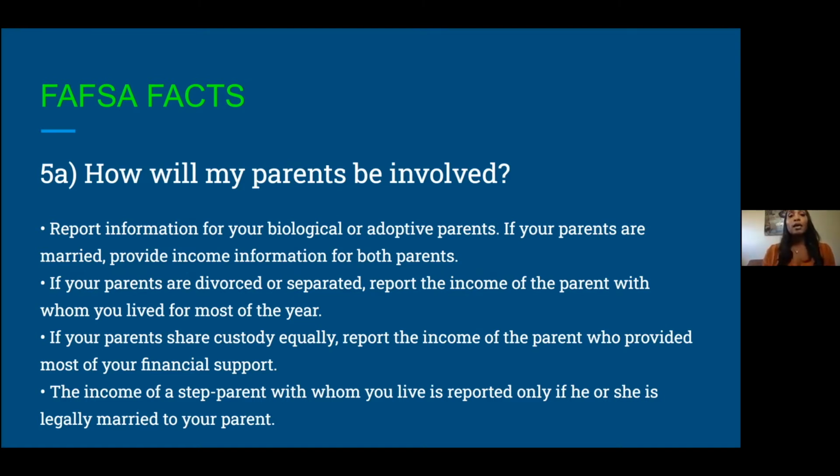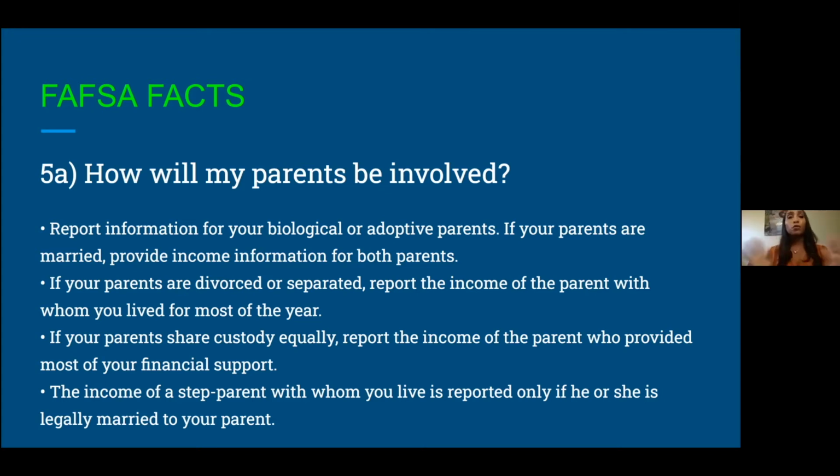So if you live with your biological parents, okay, they have to report their financial information on the FAFSA form. If you were adopted, your adoptive parents have to do the same thing. They have to report that information on the FAFSA form. All right. If your parents are married, provide income from both parents. Okay, so let's get into some other scenarios.